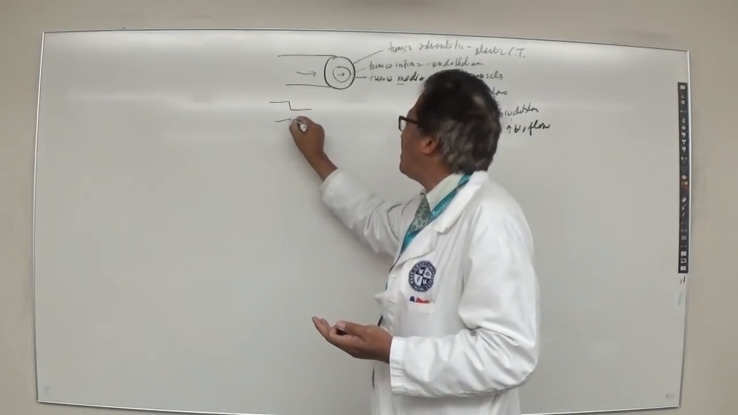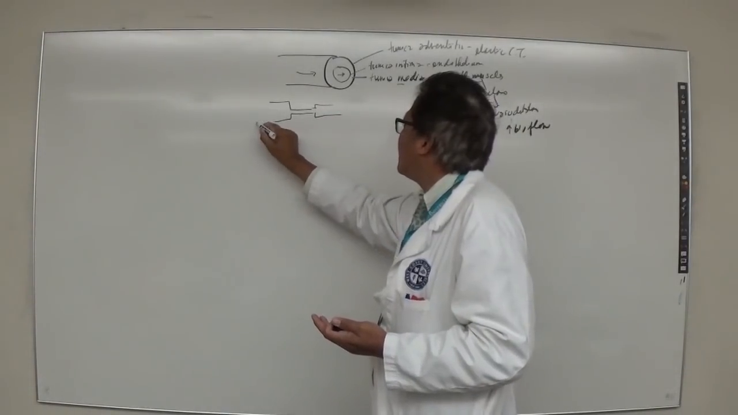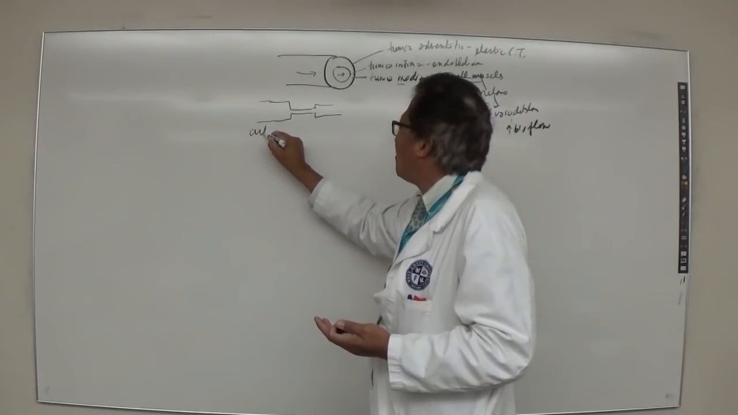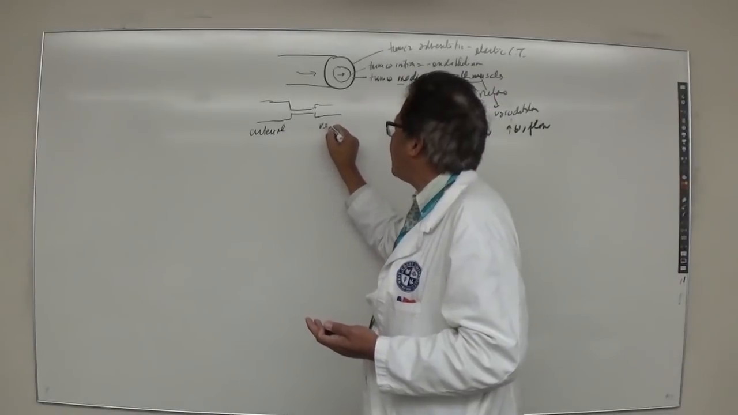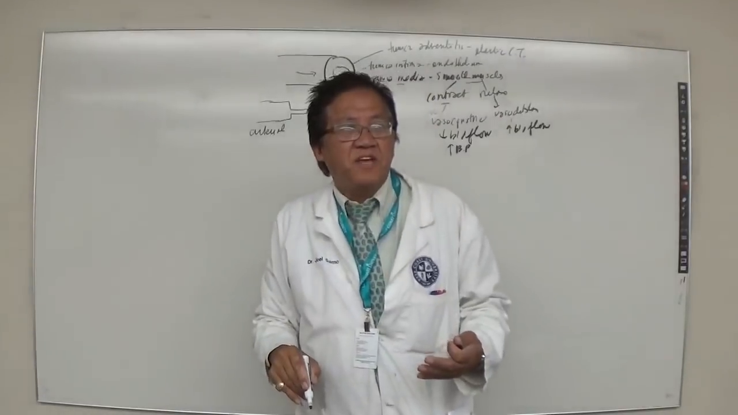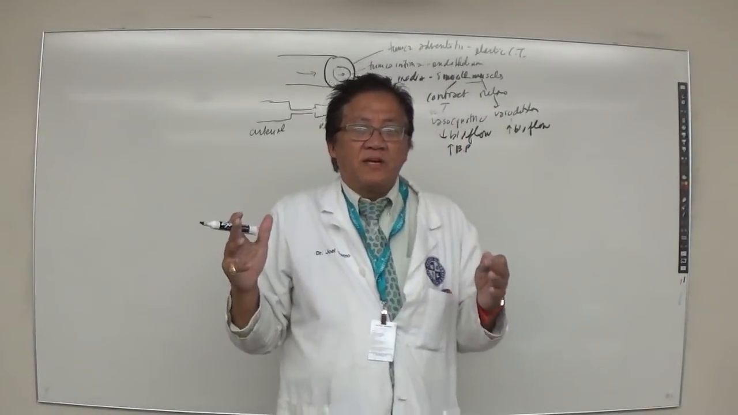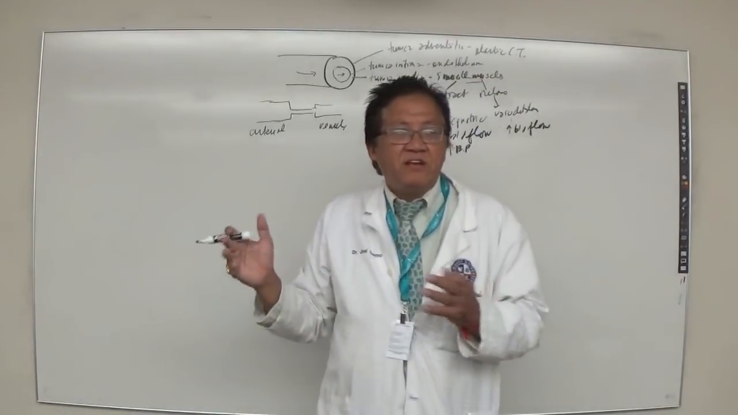What do you call a small vein? Okay. Arterial and venial. A small artery is called arteriole, a small vein is called venule. What is the smallest blood vessel in the world that connects an arteriole and a venule?